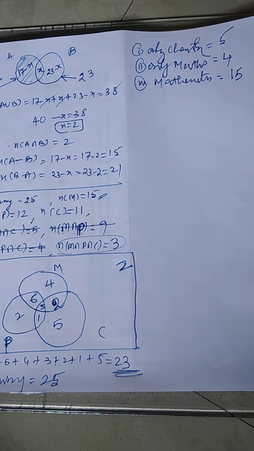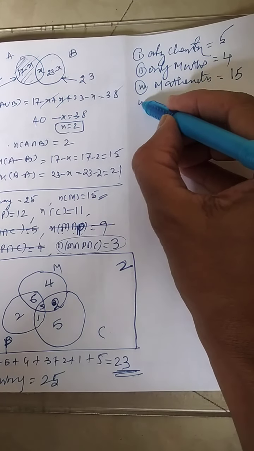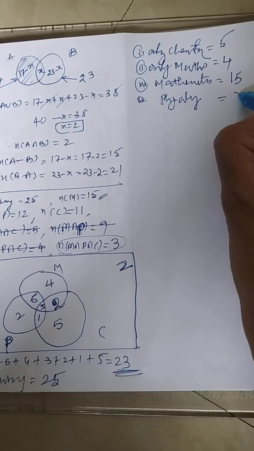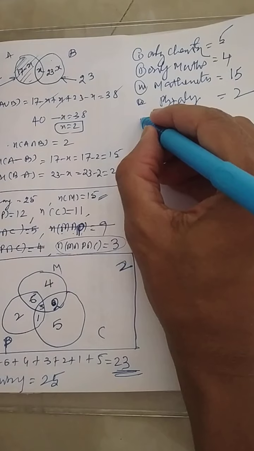Okay. Now the question may ask in a different way. The question can ask what is only physics. How many are only physics? It will be 2.